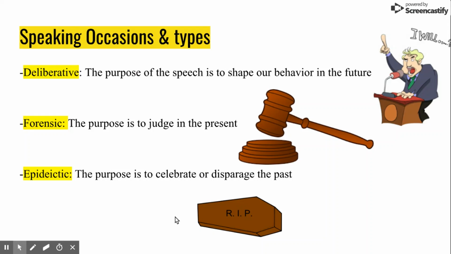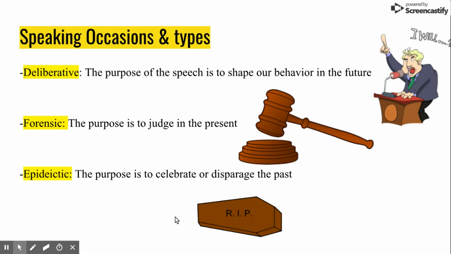And when we speak, I like to say that we speak in context and we speak according to the occasion that we're in. And so there are three different types of speaking occasions and types. We have deliberative, where the purpose is to shape the behavior of someone or something in the future. A lot of times this is used in courtrooms and things of that nature to try to influence how something's going to act in the future, where certain legislation is made.